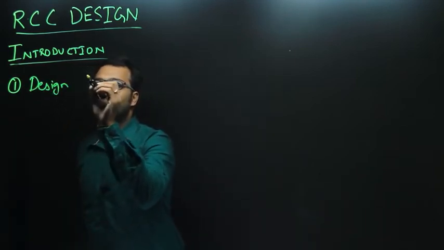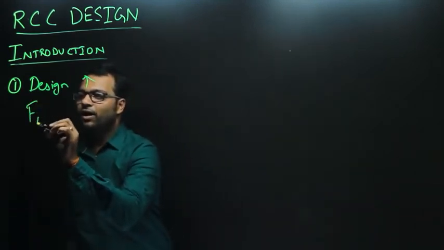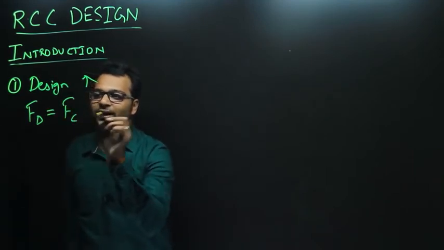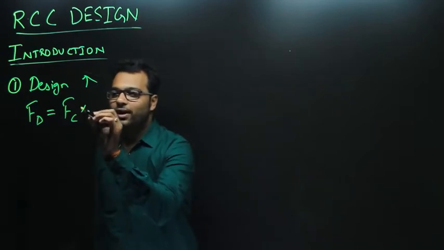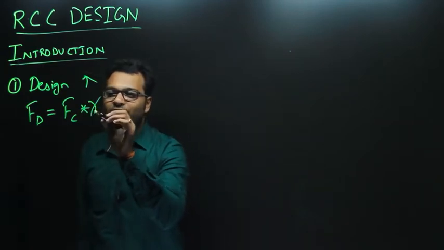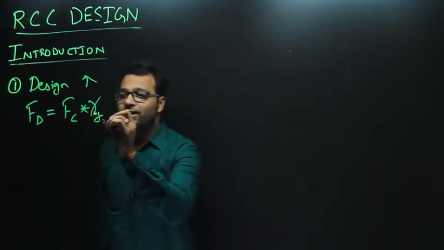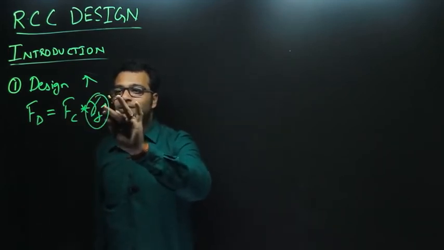So our design load is scaled up. How is it scaled up? Basically, if I say FD is my design load, it is F characteristic, which is the characteristic load. I'll tell you what characteristic load is. It is being multiplied by a factor gamma F. So this factor is basically scaling my force.